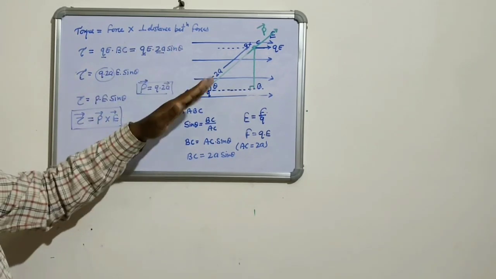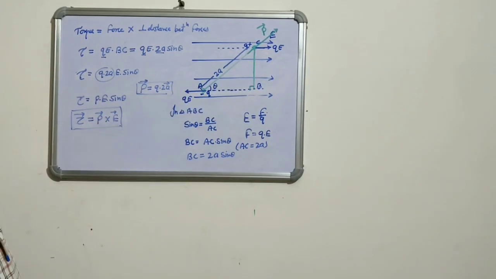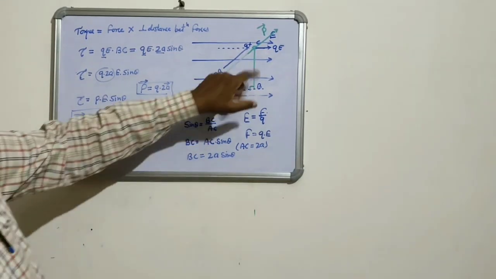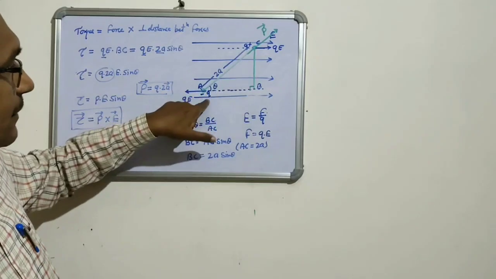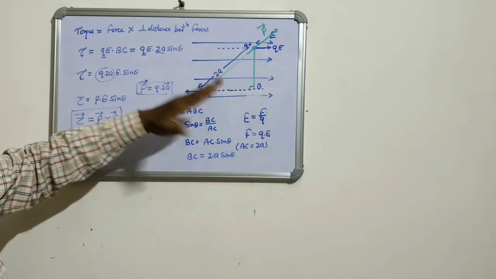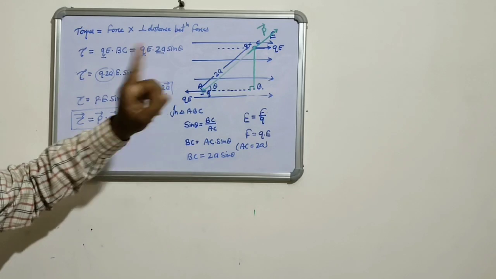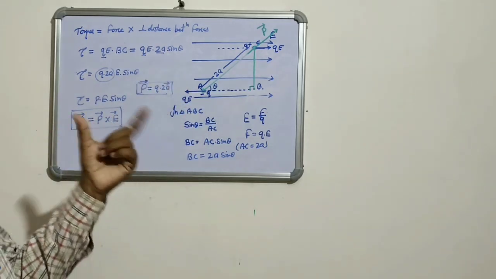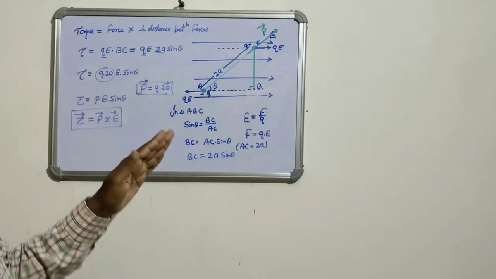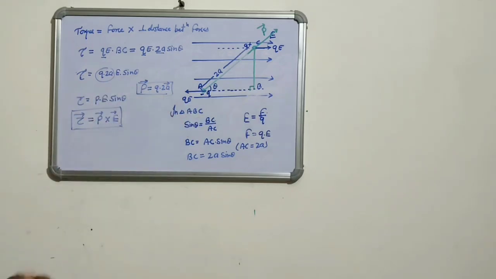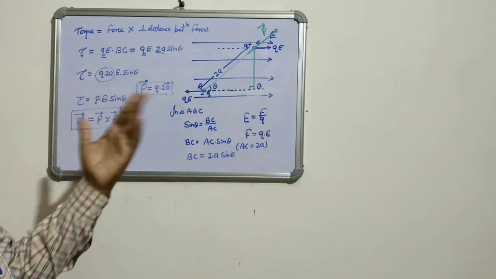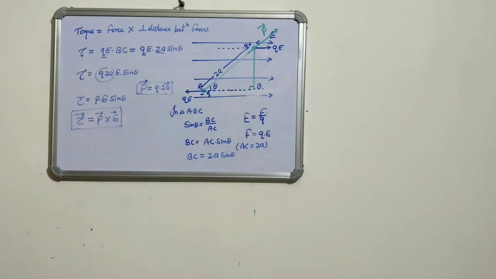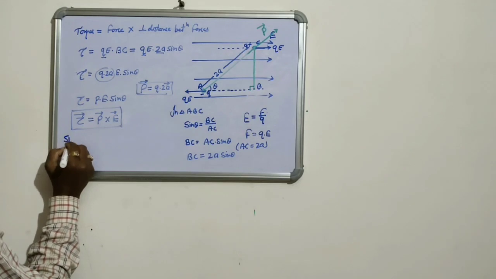If this dipole is placed in non-uniform electric field, it means electric field here and here is different. In this case, net force on the dipole is not zero and torque is acting. It means torque acts in both cases, but force in uniform electric field is zero, and in non-uniform electric field the dipole has some resultant force also. Okay, now we are taking some important special cases.